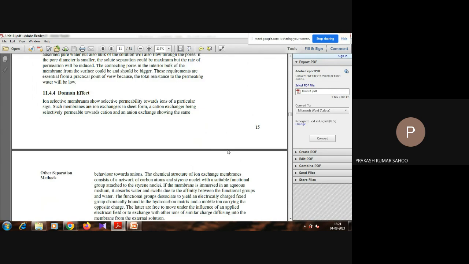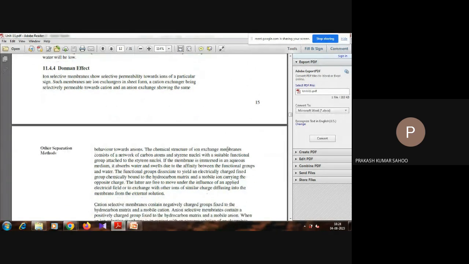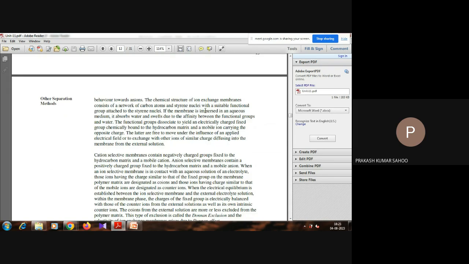Then we have the Donnan effect. So ion selective membranes show selective permeability towards ions of a particular sign. This depends upon the ion selective membrane, that is just related to your electrodialysis, where the membrane has some charges, that is a cation exchanger or anion exchanger. The cation exchanger is selectively permeable towards cations, and the anion exchanger shows the same behavior towards anions.